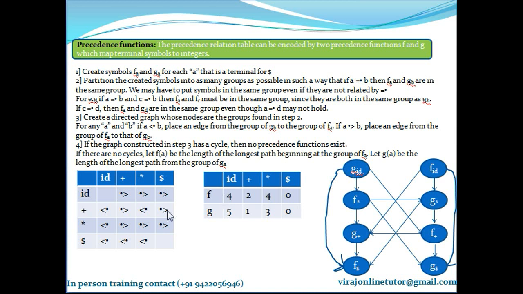That's why all these f of id, g of id, f of plus, g of plus, f of asterisk, g of asterisk, f of dollar, g of dollar, all that I created are not grouped into common groups because there are no equal to signs here. So all of them are disjoint. Okay. Step number 3 says I am supposed to draw a graph now.